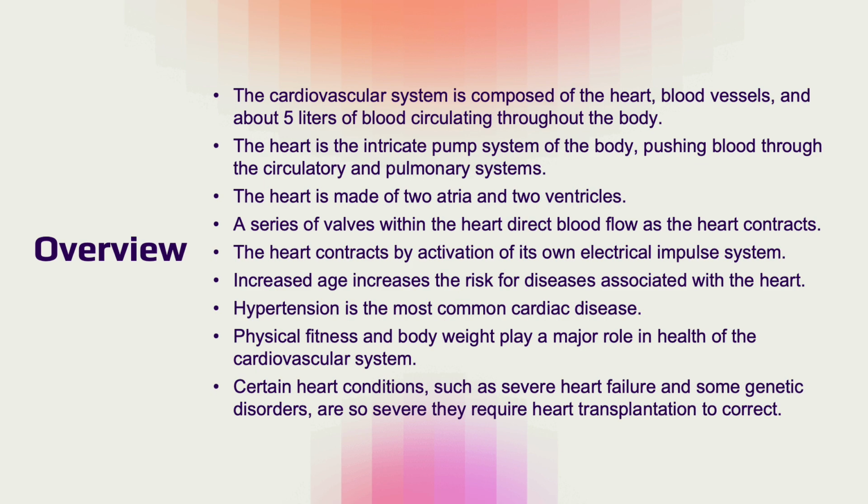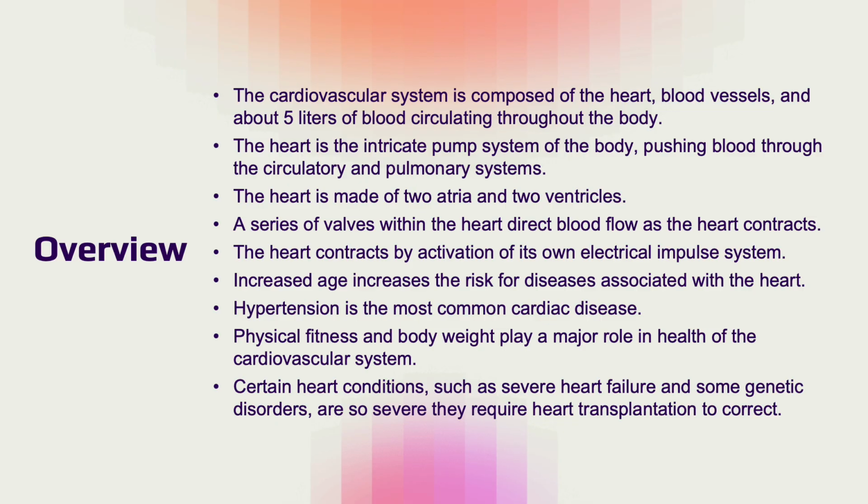So the cardiovascular system is made up of the heart, blood vessels, and approximately 5 liters of blood that continuously circulates throughout the body at any given second. The main job is to deliver oxygen and nutrients to tissues while removing waste products with the help of the lymphatic system and carbon dioxide. The heart acts as the body's pump, and it works through two circulatory pathways. You have the pulmonary circulation, which sends blood to the lungs for oxygenation, and the systemic circulation, which delivers oxygenated blood to the rest of the body.